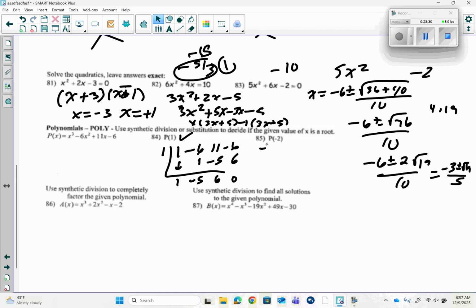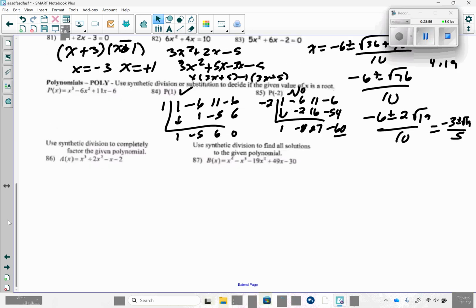We're going to try negative 2 as well. So I got 1, negative 6, 11, and negative 6. Bring the first number straight down. 1 times negative 2 is negative 2. That's negative 8. That's positive 16. That's going to give me 27. That's going to give me negative 54. So that's going to give me negative 60. So this is not a root because I have a remainder.